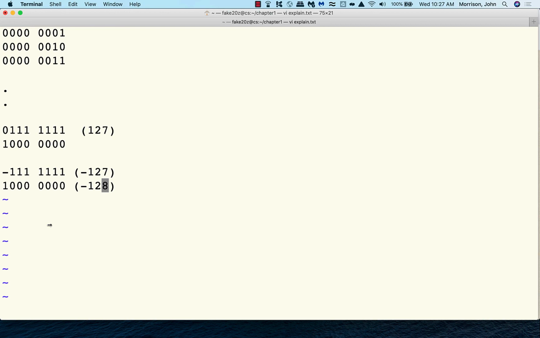So now you know about 2's complement notation and how computers store signed numbers. Next time, what we're going to talk about is the 4 integer types in Java's primitive type system.